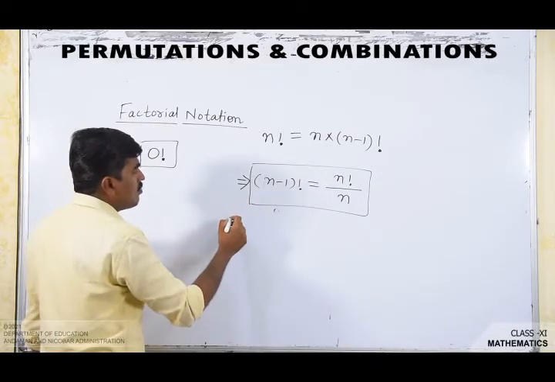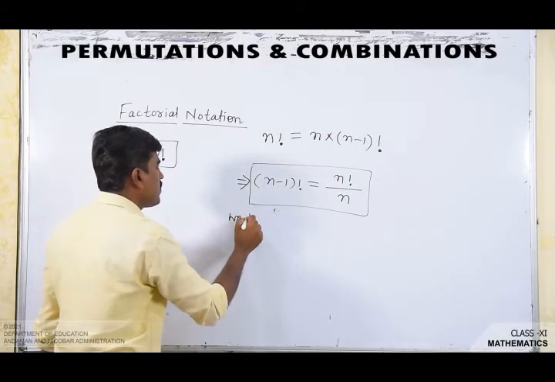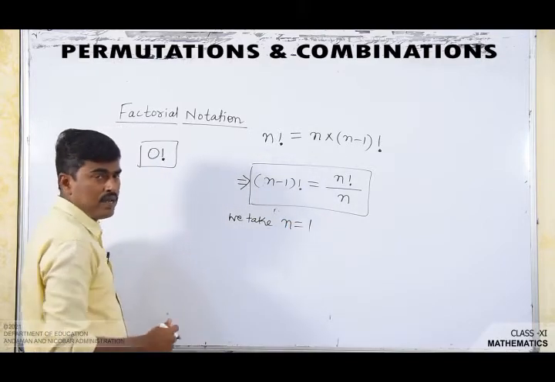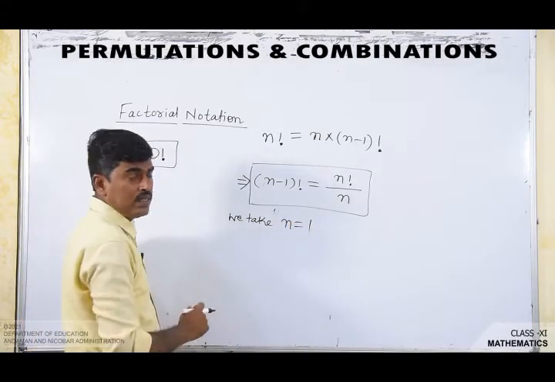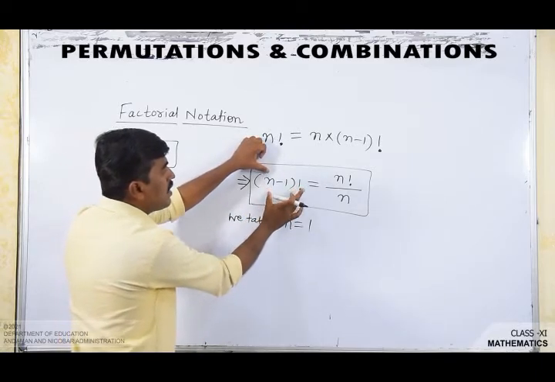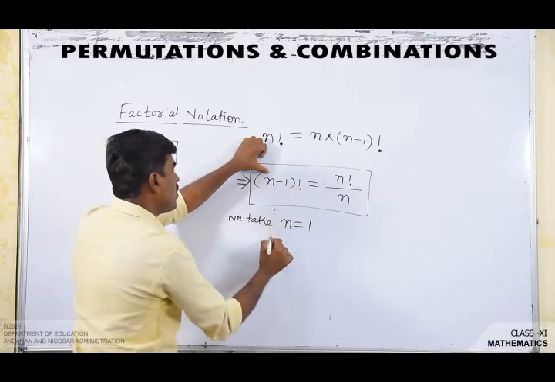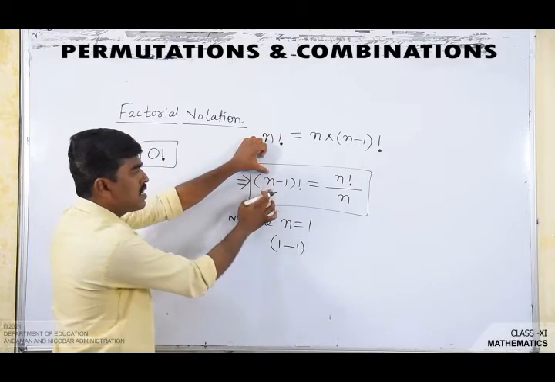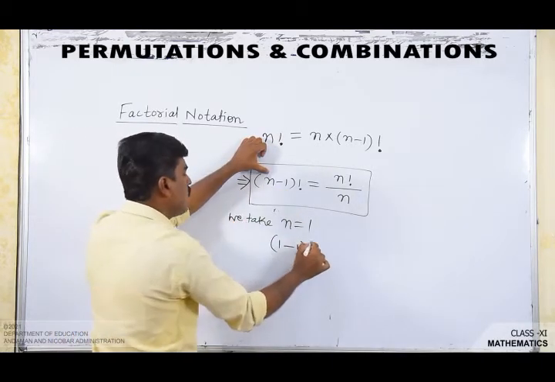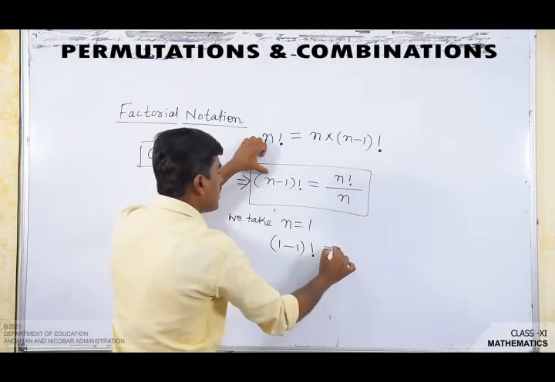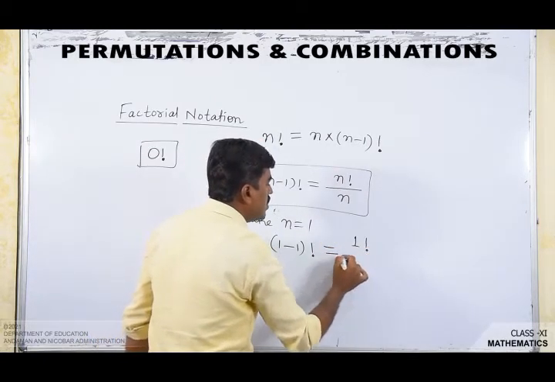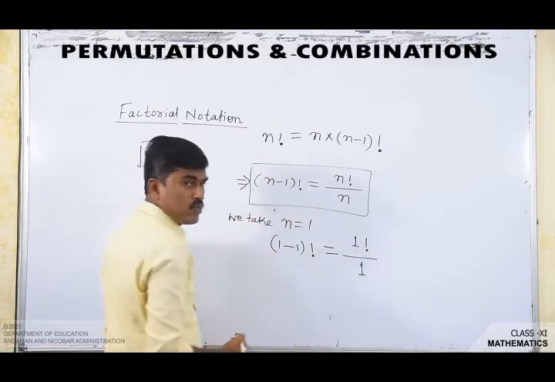Now n is a natural number, so if we take n is equal to 1, 1 is a natural number, so we can take n is equal to 1. Now put n is equal to 1 in this relation, that is we will get in the LHS 1 minus 1 whole factorial, n is equal to 1 means it is 1 minus 1 whole factorial, and that is equal to, n is 1, so we will get 1 factorial divided by n, that is 1.